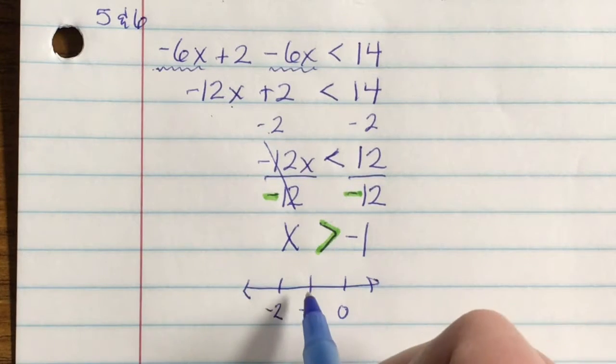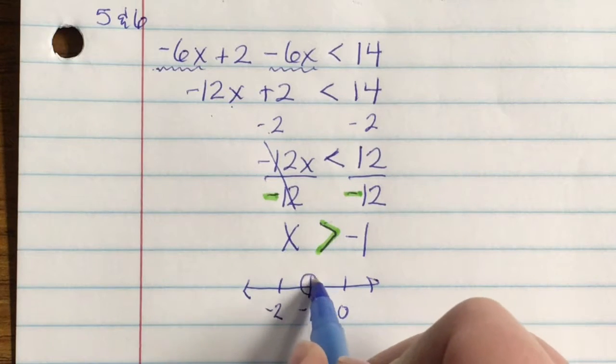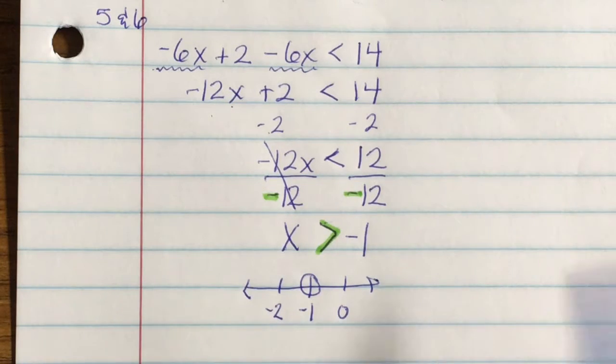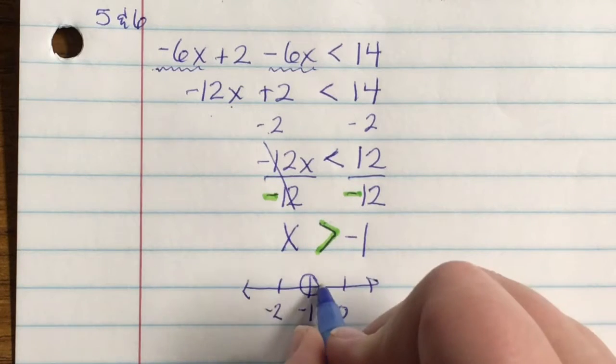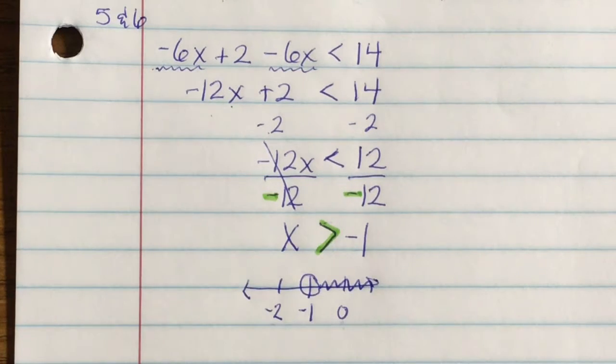Okay. So open or closed? Open. And then x is greater than negative 1. Which number is greater than negative 1? Negative 2 or 0? 0, okay. Good. Another one like that?